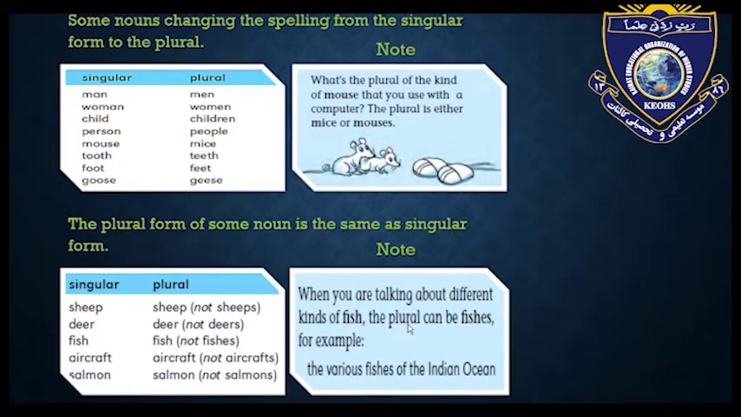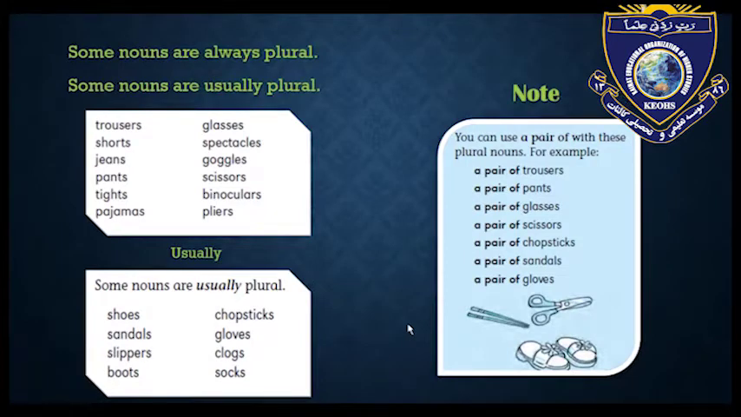Got it, guys? Okay, now we're going to the next slide. Here we have some nouns that are always plural, and some nouns that are usually plural. The always plural nouns are trousers, shorts, jeans, pants, tights, pajamas, glasses, spectacles, goggles, scissors, binoculars, pliers. When you want to use them, you can't omit the s. You always use s with them, which means they always have plural forms. We can't use them in singular forms.